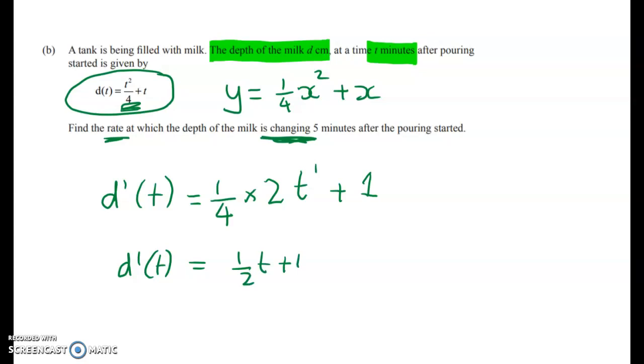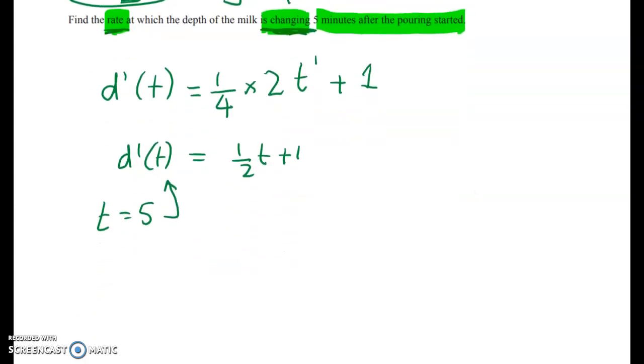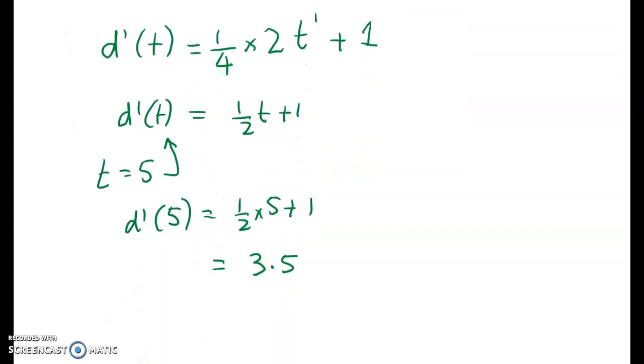Right, but the question here is asking us find the rate at which the depth is changing 5 minutes after the pouring started. So what we have to do here is when t equals 5, we have to evaluate the rate of change. So d dash at 5 is equal to 1/2 of 5 plus 1, which gives me 3.5. Now, the units for this are going to be centimetres per minute, right? Okay, so that's the first one done.